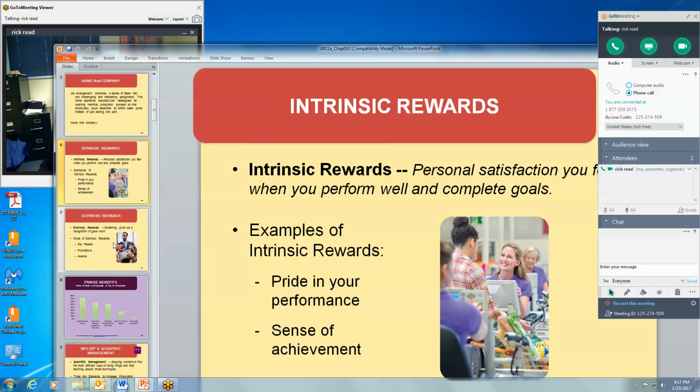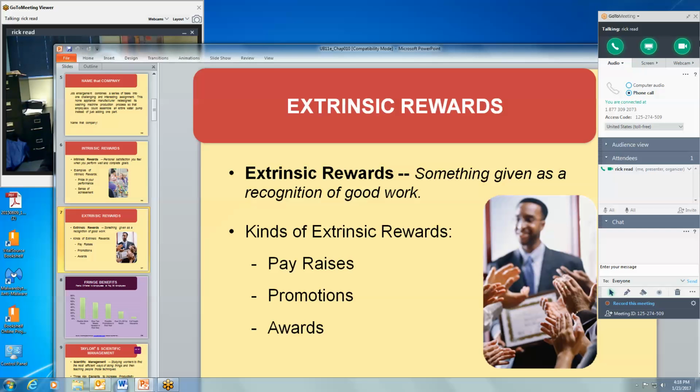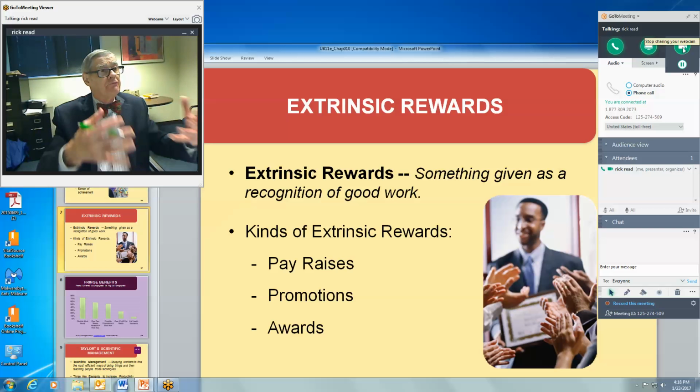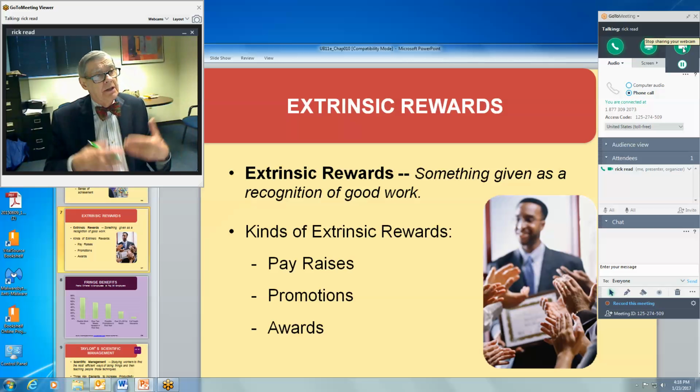On the other hand, we have what are known as extrinsic rewards. And these are rewards given to employees by others. Things like pay raises, promotions, certificates of merit, if you will, and things of that nature. So that not only does the employee receive that from you, Mr. Manager or Miss Leader, he or she is also being recognized in front of his or her peers.